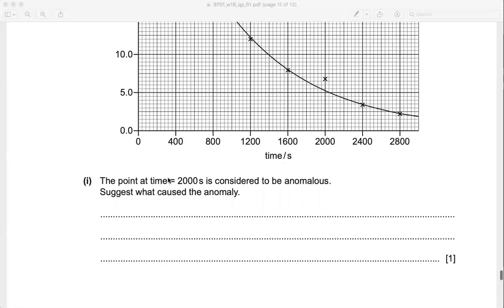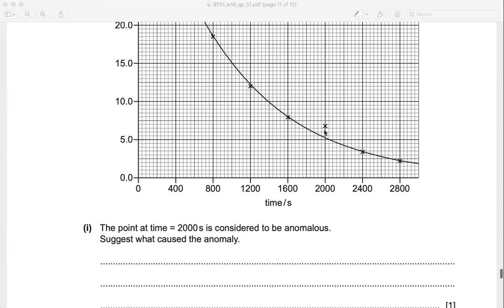Okay, so the point at time t equals 200 seconds is referring to this point. Okay, so you can see that for that point the concentration is higher than it should be. Okay, the concentration is still high. Therefore, they want you to suggest what can be used to explain. Okay, can you hear my voice? Yes. Okay. Yeah. All right.